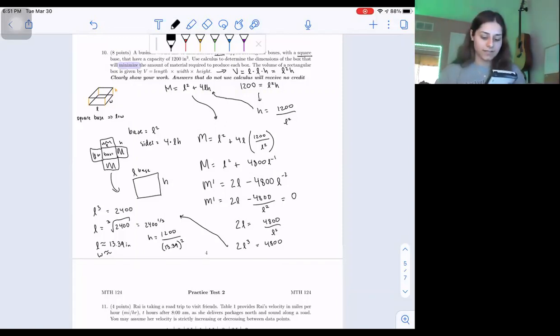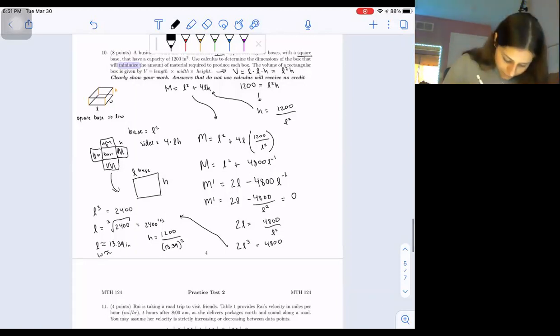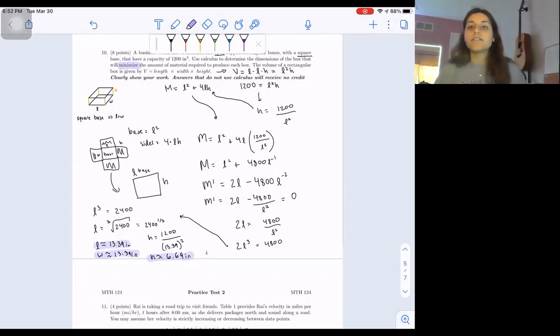So just take that second answer, square it, so to the power of 2, and then 1200 divided by that second answer. And I get H is roughly 6.69 inches. Just for clarity, I'm going to rewrite this one. All right, so those are our final answers. Those are the dimensions of our box to minimize the amount of material, but have a volume of 1200.